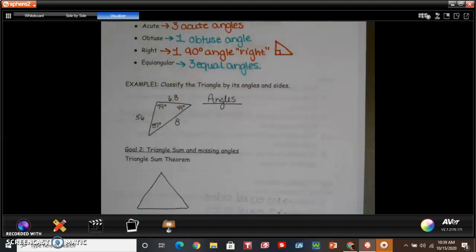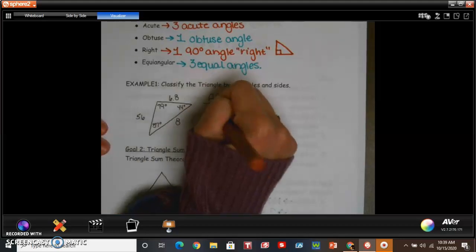So let's look to see what is happening with our angles. So I notice we have a 57-degree, a 79-degree, and a 44-degree. Well, they're not the same, so it's not equiangular. One of them is not 90, so it's not a right. None of them are greater than 90, so it's not obtuse. All 3 of them are less than 90, so our first classification for angles is acute.